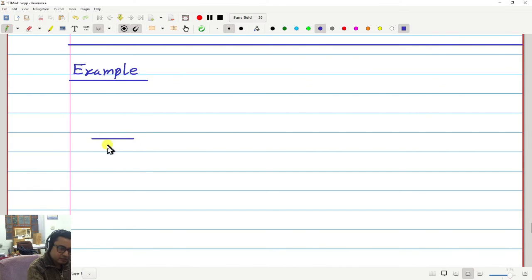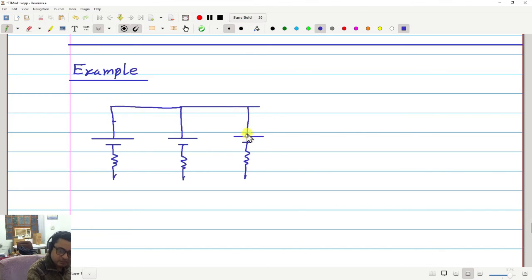Suppose I take a few batteries, and all of them have some resistances in series, maybe internal resistance, and I connect them like this. Suppose all of them are connected like this, plus minus, plus minus, plus minus.